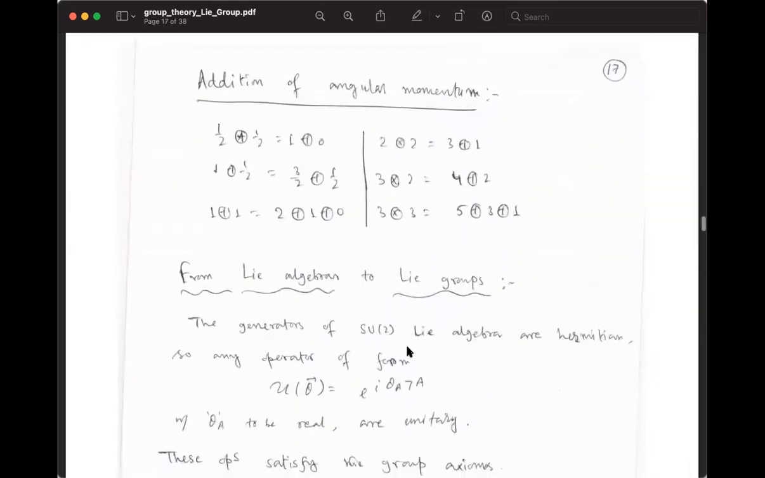Now another important aspect in this context is the addition of angular momentum. If you recall, the way it has been done in quantum mechanics, basically half plus half, and then 1 plus half, and so on, and you construct a different representation. But now, if you translate those j values in terms of 2j plus 1, you actually get the higher dimensional representation. Like 2 cross 2 is 3 plus 1, 3 cross 2 is 4 plus 2, and so on. So addition of angular momentum is nothing but constructing the higher dimensional states or representations with higher angular momentum.